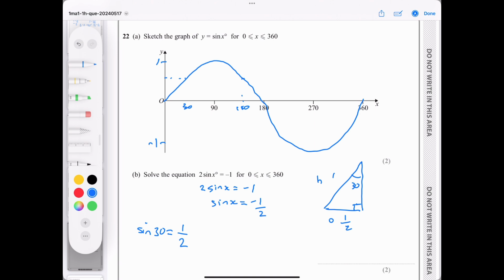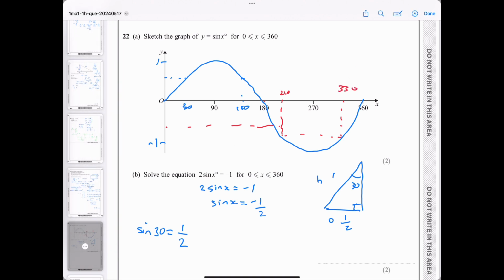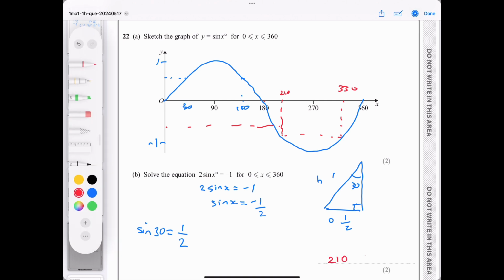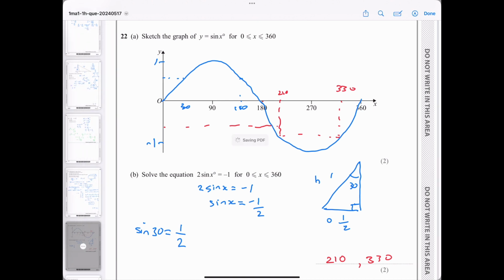I'm guessing, because it's all based on symmetry, that the same thing is true here. So 180 plus 30 is 210, and that would equal minus a half. Then, based on that, I'm estimating that it would come out as 360 minus 30, so 330. So I think the answer to this is 210 and 330. And there isn't anything between 0 and 180 because all of sine is positive at that stage.